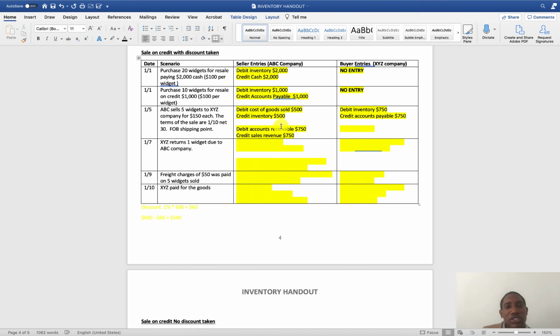Now look at what happens here. The accounts receivable for ABC is the accounts payable for XYZ, right? The inventory that I purchased is the revenue that was sold for ABC. So these two mirror each other. The sales and accounts receivable mirror the inventory and accounts payable for XYZ company, and it should because XYZ is purchasing not at the cost but at the selling price, okay?